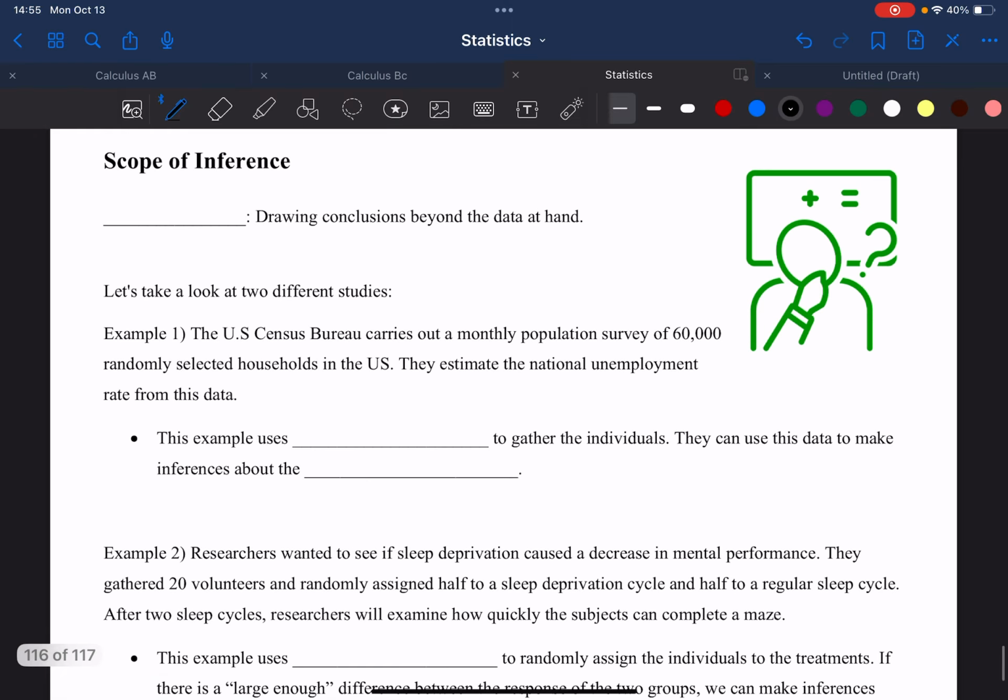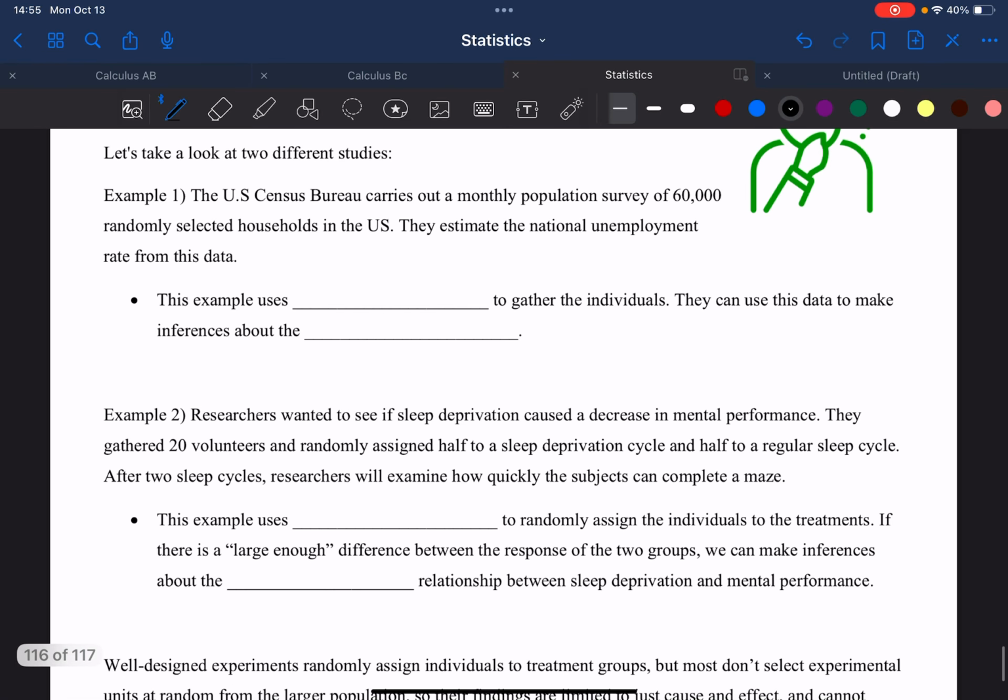Okay, scope of inference. Inference is drawing conclusions beyond the data at hand. Let's take a look at two different studies. Example 1 says the U.S. Census Bureau carries out a monthly population survey of 60,000 randomly selected households in the U.S. They estimate the national unemployment rate from this data. This example uses random selection to gather the individuals. They can use this data to make inferences about larger populations.